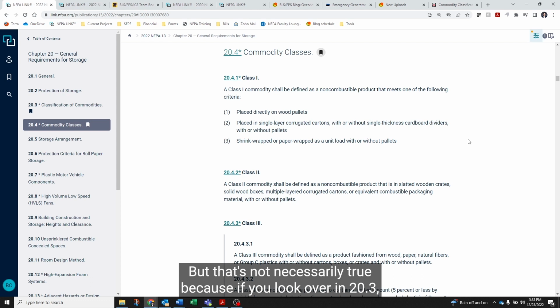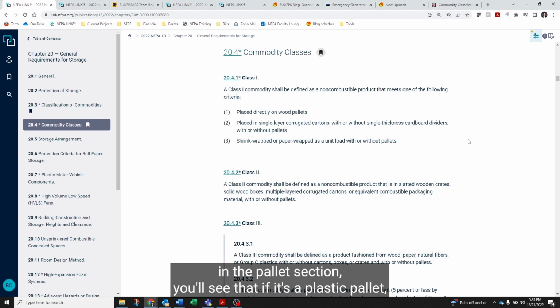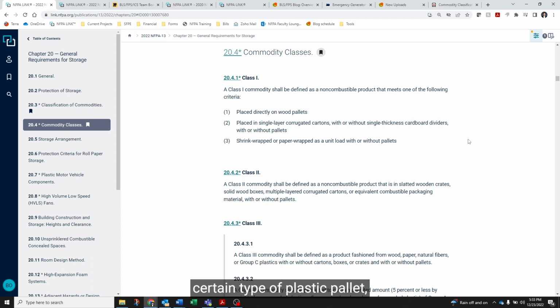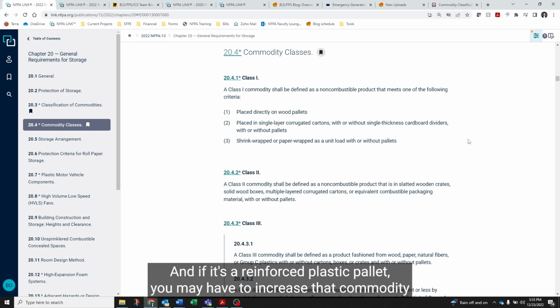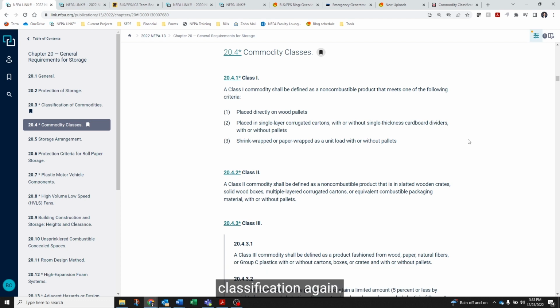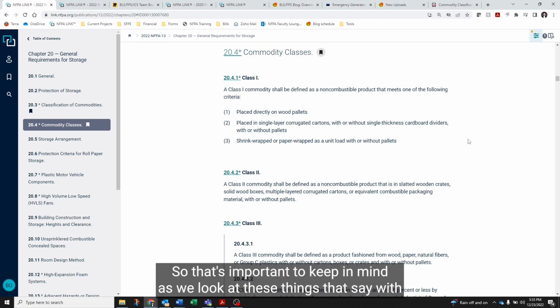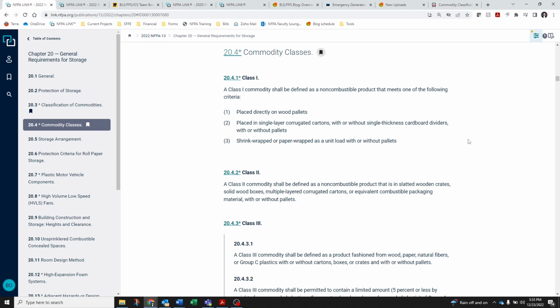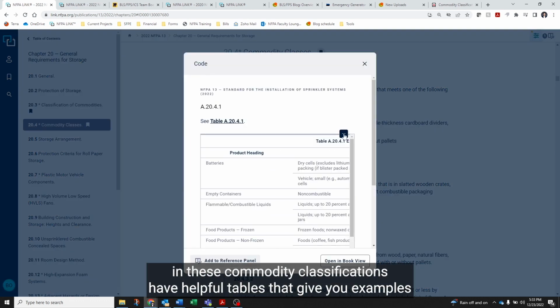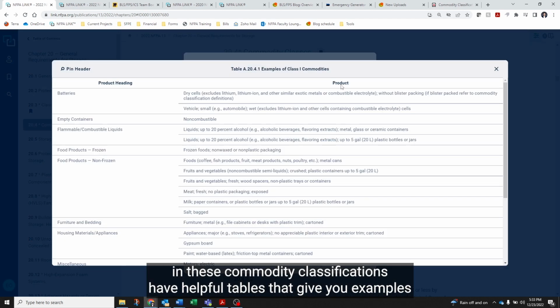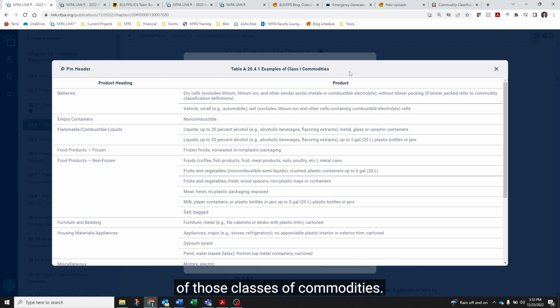But that's not necessarily true, because if you look over in 20.3 in the pallet section, you'll see that if it's a plastic pallet, certain type of plastic pallet, then you're going to increase the commodity classification. And if it's a reinforced plastic pallet, you may have to increase that commodity classification again. So that's important to keep in mind as we look at these things that say with or without pallets. It doesn't necessarily give you the whole picture right here. Something else to keep in mind is that the annex section over in these commodity classifications have helpful tables that give you examples of those classes of commodities.